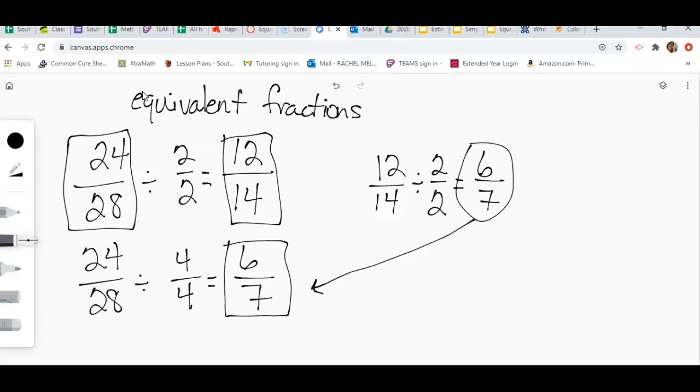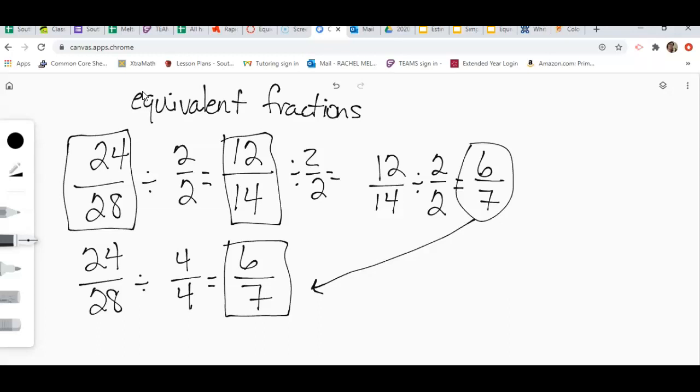Okay, so I'm okay with you doing this process. If you recognize that, oh, 12/14, I can divide those by 2 again, you can do that. Absolutely. Okay, you don't have to start from this point every time. If you see that there is a fraction that you can divide more by, that's fine.